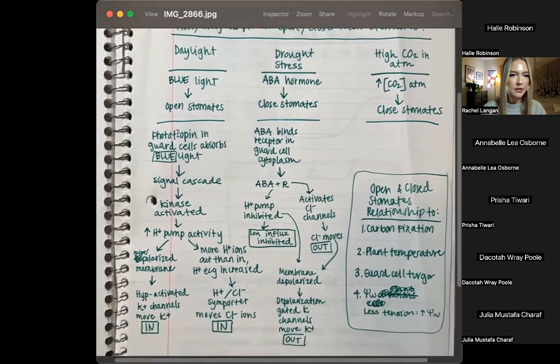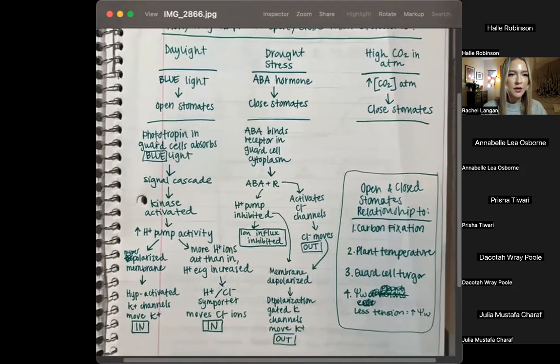So how does that work? We're back to phototropin. And if you're like, phototropin, what? That sounds familiar. Yeah, that was the receptor in the stem that triggered the signaling pathway to cause elongation on the opposite side of the light. But that's not what we're talking about here. Now we're talking about using phototropin to open stomates.